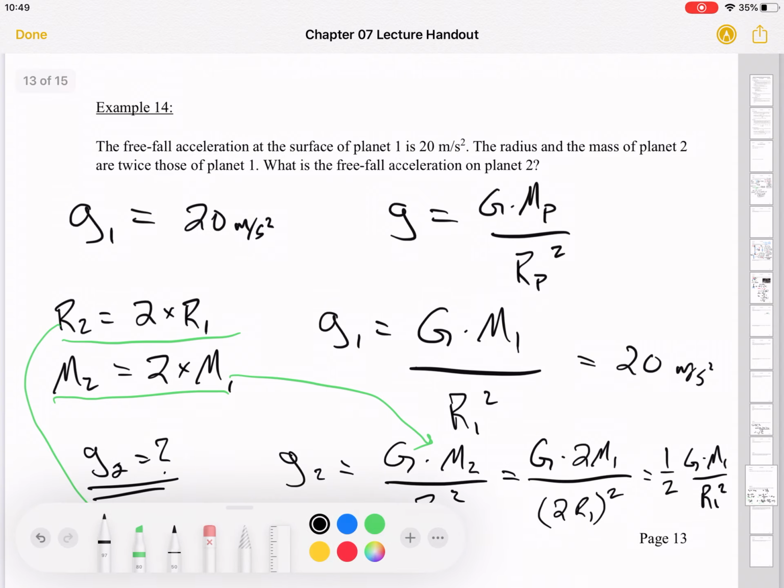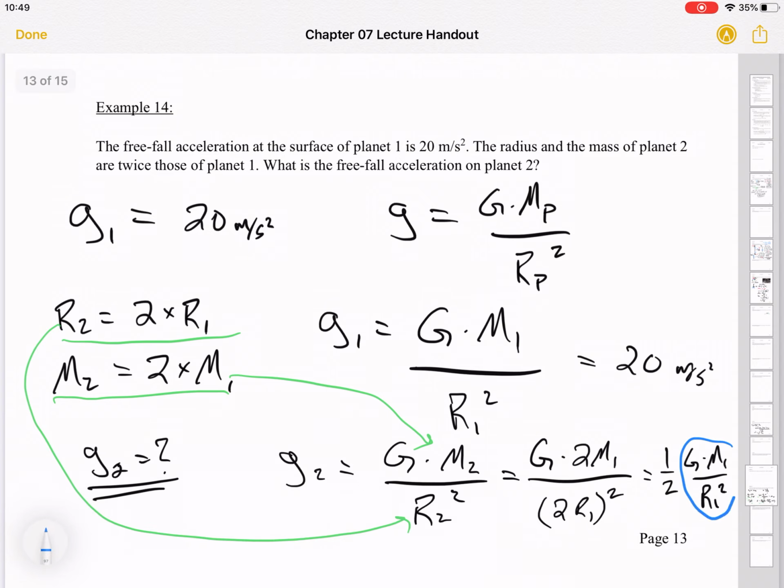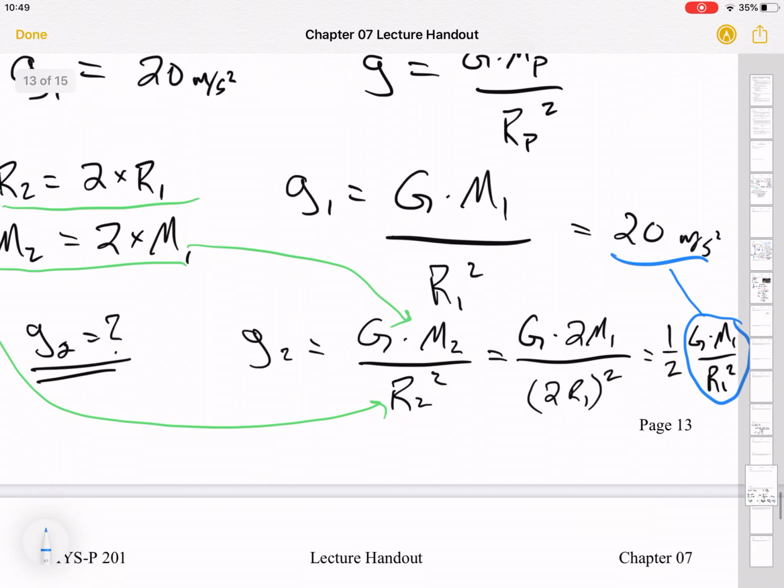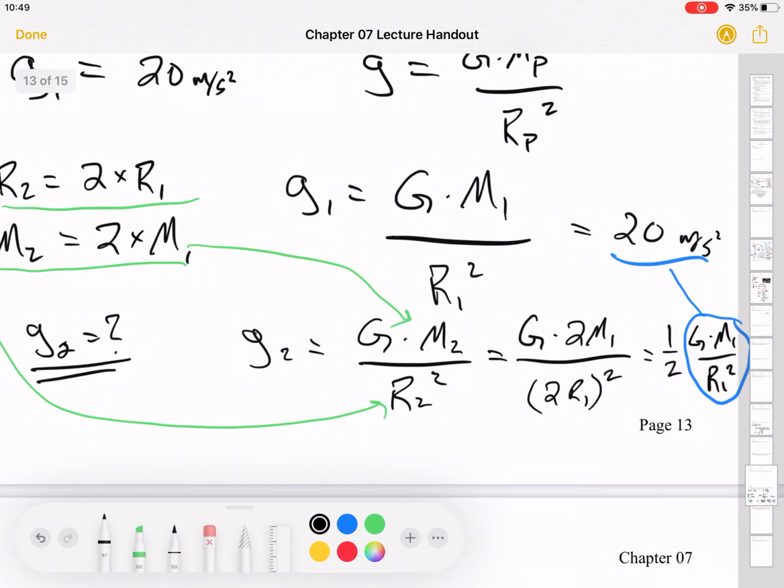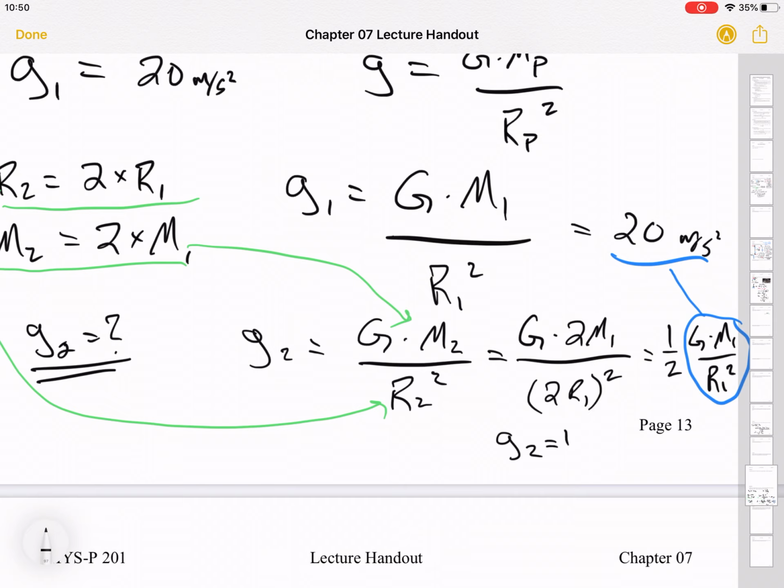But look, G m1 over r1 squared, that's 20. Right? So what works out here is that G2 is half of G1. G2 is half of G1. So it must be 10 meters per second squared.